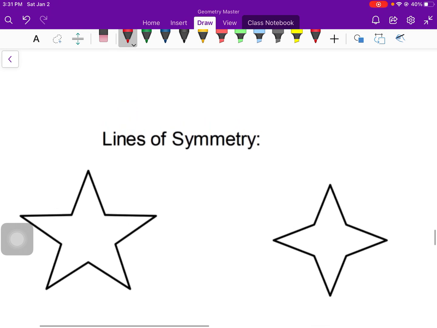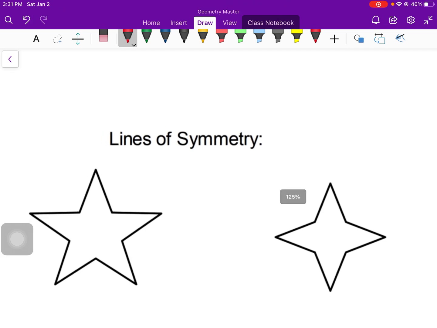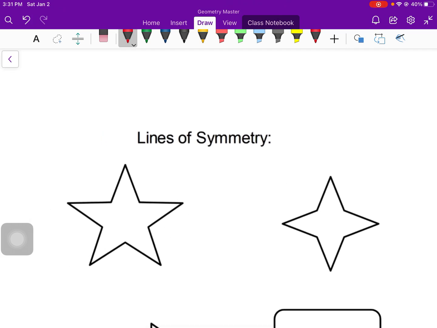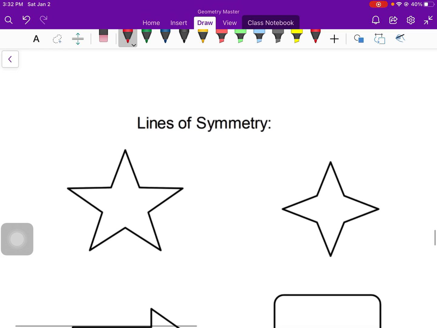All right, next up is lines of symmetry. You've heard of symmetry before, and generally when people think of symmetry or if things are symmetrical, they're talking about lines of symmetry. So lines of symmetry are where you could fold a thing in half and get both sides to match up, right? Some shapes have line symmetry, some shapes don't. Some shapes have more than one line of symmetry.